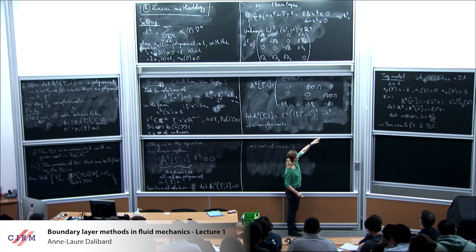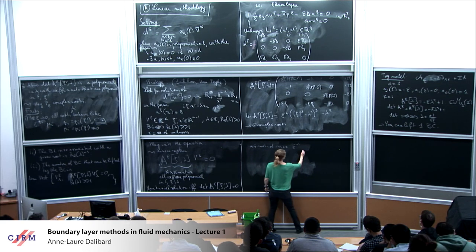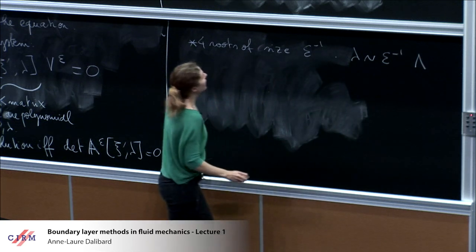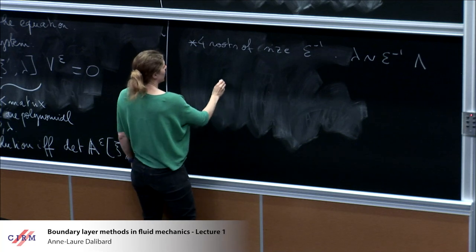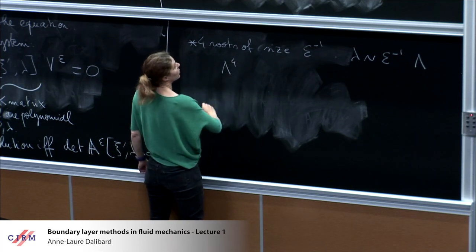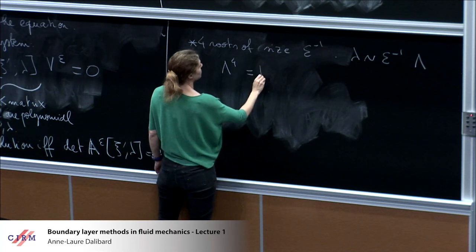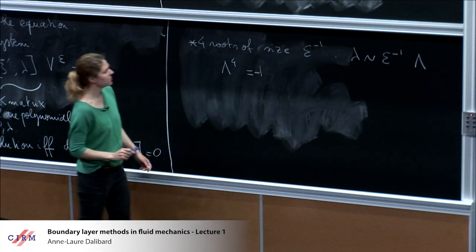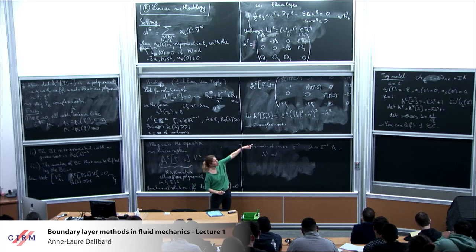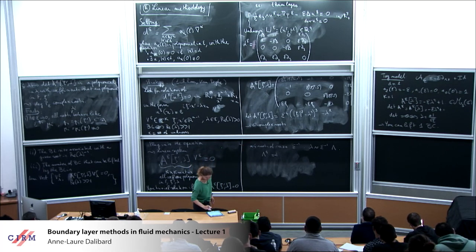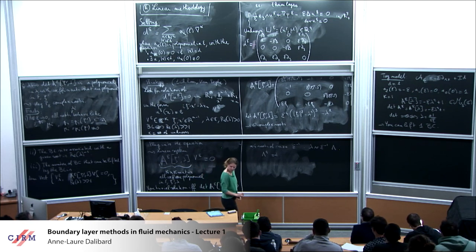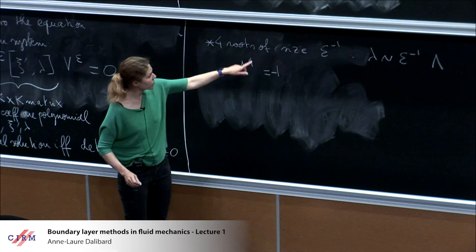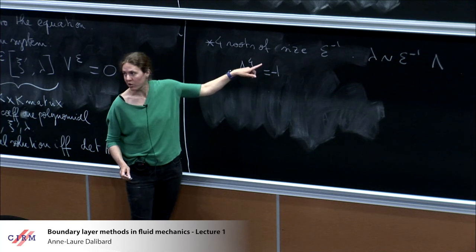Okay, so when you do that, say that lambda will behave like epsilon minus 1 times some capital lambda. And your capital lambda will be such that lambda to the power 4 is equal to minus 1, I think. Okay, just plug this into your equation right there. So you get exactly two roots that have a positive real part and two roots which have a negative real part.